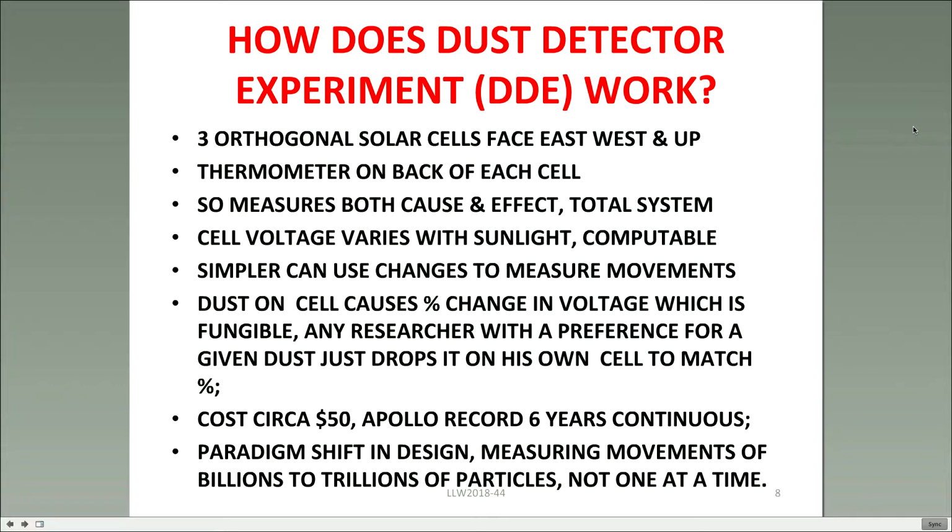The third dot point from the bottom, that the dust on the cell causes a percentage change in voltage. I make the point that that's fungible. That's a very important point for sharing the information. I only had one calibration against which to convert the percentage change to an amount in simulated dust in milligram per square centimetre. But if you don't like the choice I made, get your own solar cell and put your preferred dust on that until you match the percentage change that historically has been reported by the DDEs. And Bob's your uncle.